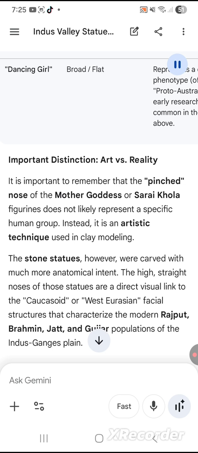The high, straight noses of those statues are a direct visual link to the Caucasoid or West Eurasian facial structures that characterize the modern Rajput, Brahmin, Jatt, and Gujjar populations of the Indus-Ganges plain.